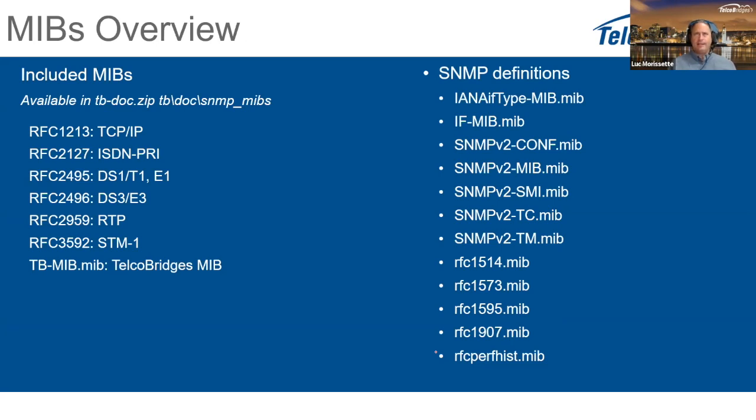So the SNMP works with management information databases, and it has different ones that are supported. So for example, we support the RTP1, the STM1 or OC3, DS3, T1, right? So if there are some errors detected, or if you want to get information about these interfaces, you can just do an SNMP get query, and you'll get the information.